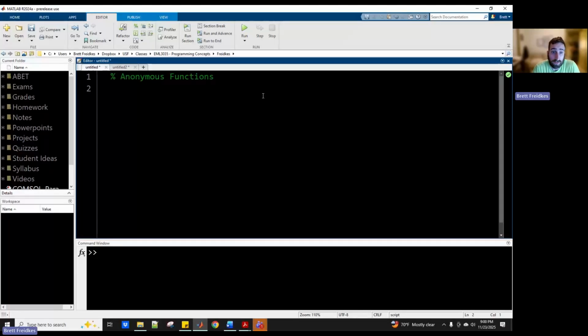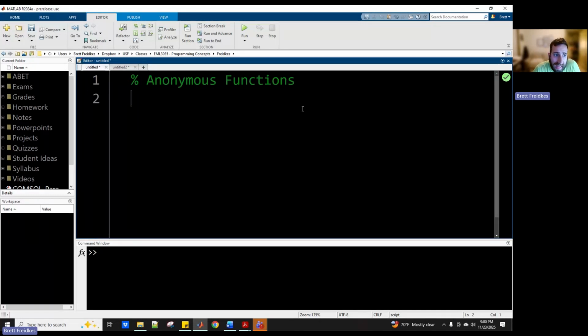Hi. So the goal for this video is to talk about anonymous functions in MATLAB. And the purpose of this is, let's say I have a function that you might see on paper, something like f of x is equal to x squared. Now, doing f of x in MATLAB on its own will give an error, and I'll try to explain why in a second. So we have to use this concept of anonymous functions.